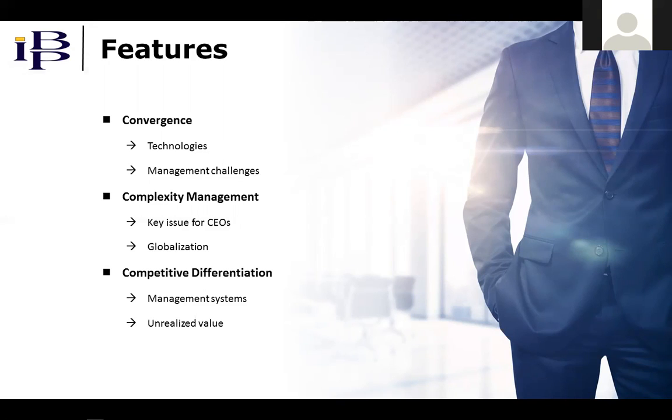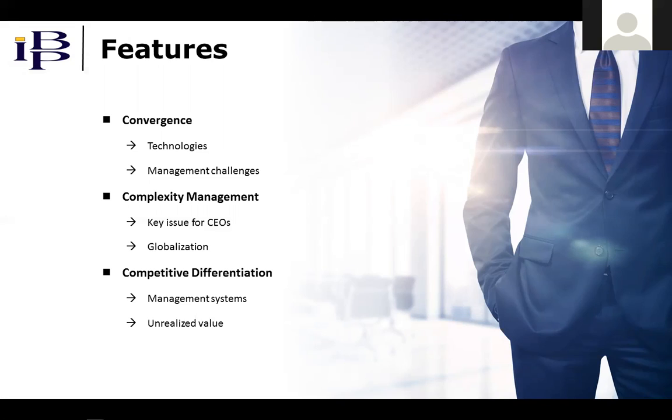Some of the features which I think are important to note about this maturity model, it really reflects convergence in both some of the technologies out there. So, for example, between financial technologies and operational technologies, and some of the management challenges that organizations are experiencing. That some are reaching a point where their financial and operational challenges are highly interconnected.